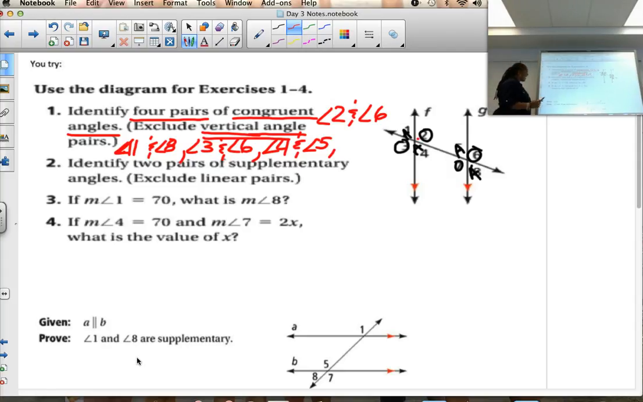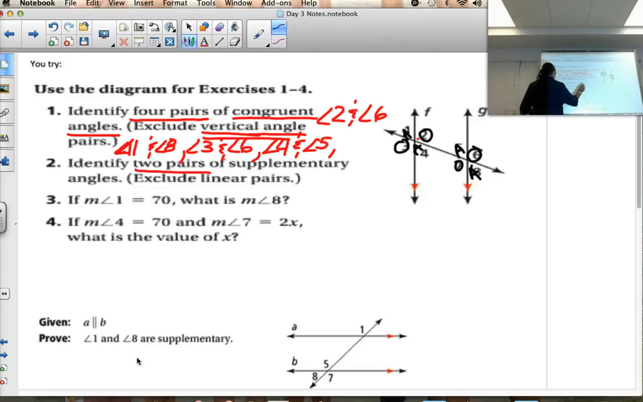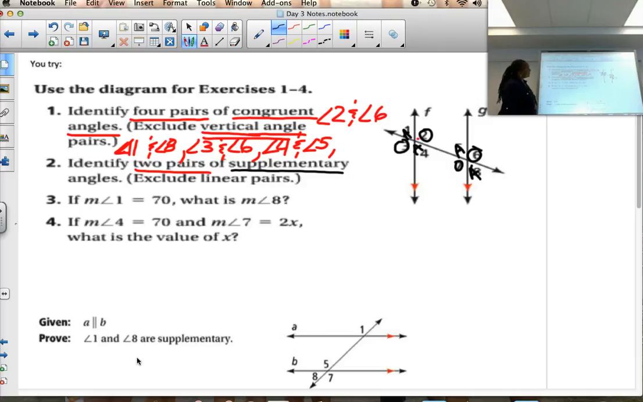Now we're looking for 2 pairs of supplementary angles. I'm reading what you wrote. Yeah, what's the relationship for supplementary angles? What are they? Supplementary, they add to 180. Which ones were supplementary? How can we tell? 3 and 4. 2 and 5. 2 and 5? Okay.